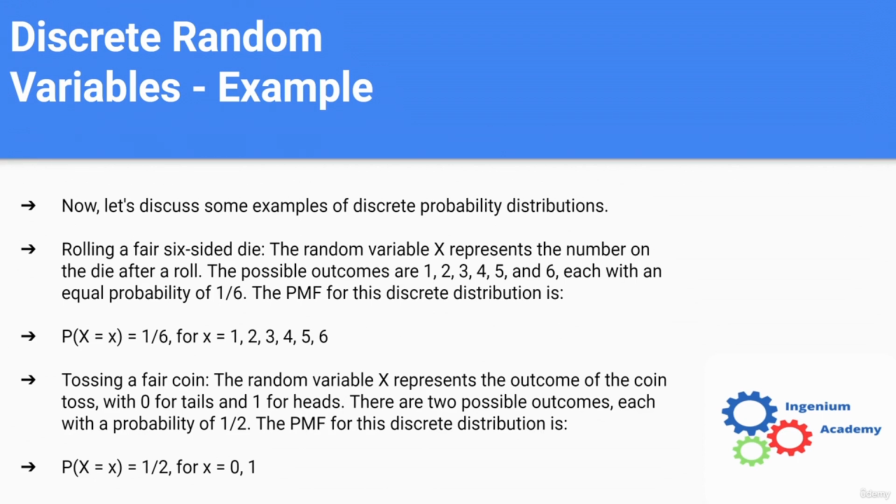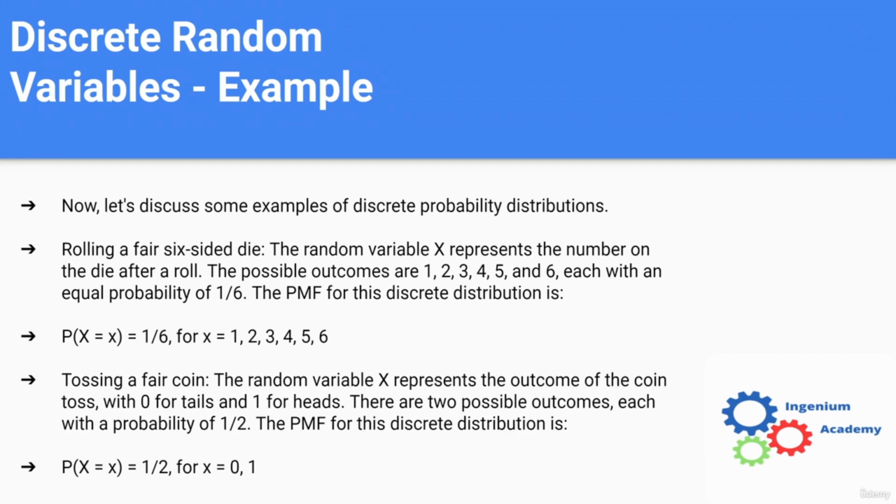And so here's two examples. One is rolling a fair 6-sided die. Let's just say it's a random variable X. This represents the number after a die roll. And so X is going to be the experiment itself. This experiment can produce 6 different possible outcomes, each with a probability of 1 over 6.